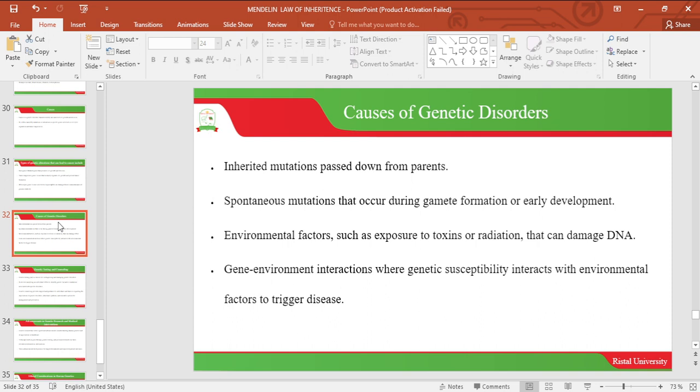Let's look at the causes of genetic disorders. Inherited mutations passed down from the parents can lead to genetic disorders. Spontaneous mutations can occur during gamete formation or early development. Environmental factors such as exposure to toxins or radiation can damage the DNA. Then gene-environment interactions, where genetic susceptibility interacts with environmental factors to trigger disease.